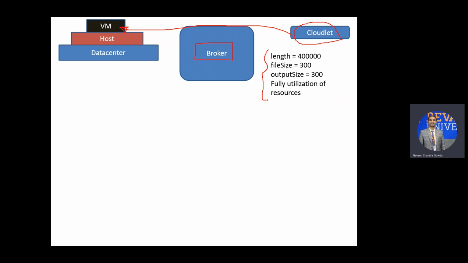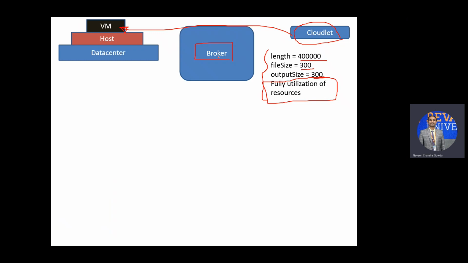So here it says that the length of the cloudlet is around 4 lakh, so it's something like 4 lakh instructions, and the file size they have defined as 3300, and the output file size also as 300. And very importantly, they have mentioned full utilization. So you will have to utilize all the resources of the respective VM for this particular cloudlet itself.